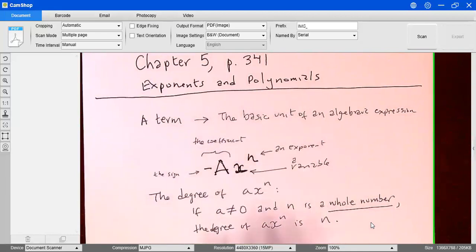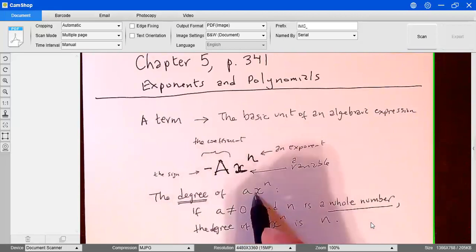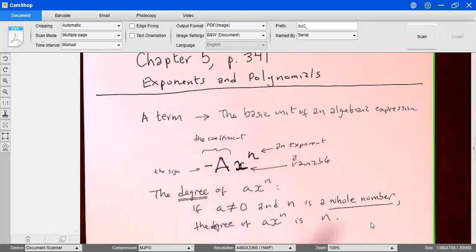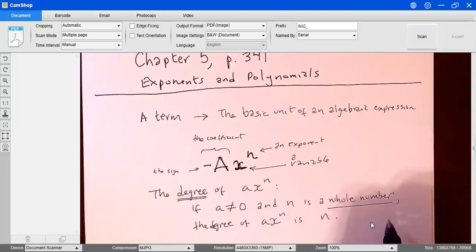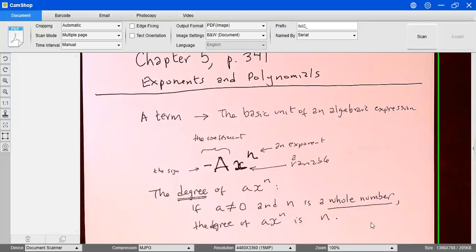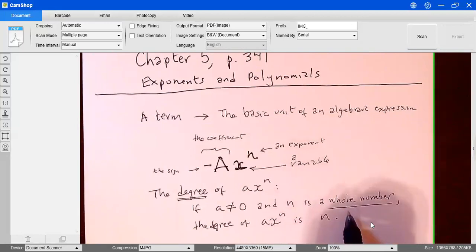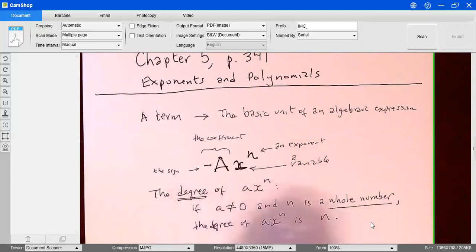So we're going to start now talking about degree, the word degree. So what is the degree of ax to the n? If the coefficient is different than 0 and the exponent n is a whole number, the degree of ax to the n is n. So the exponent then is a positive number. So it's not 0. No, it can be 0 too. The exponent can be 0 or a positive integer. So the degree is going to be n.